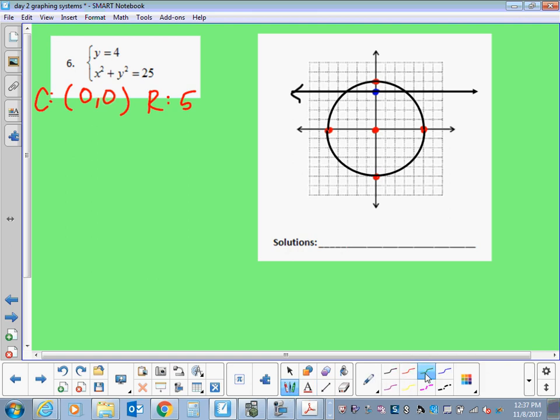How many solutions do I have? 2. I have 2. I have one solution here and one solution here. So Daniel, give me a solution. Negative 3, 4. Negative 3, 4. Lorena, give me another solution. He already gave us negative 3, 4. What's another one? Positive 3, 4. Are there any questions on this?